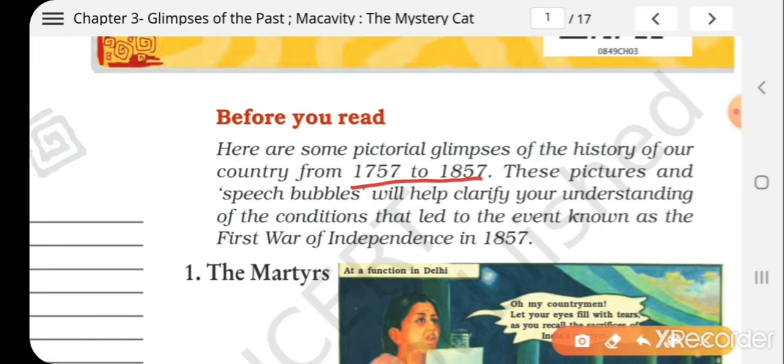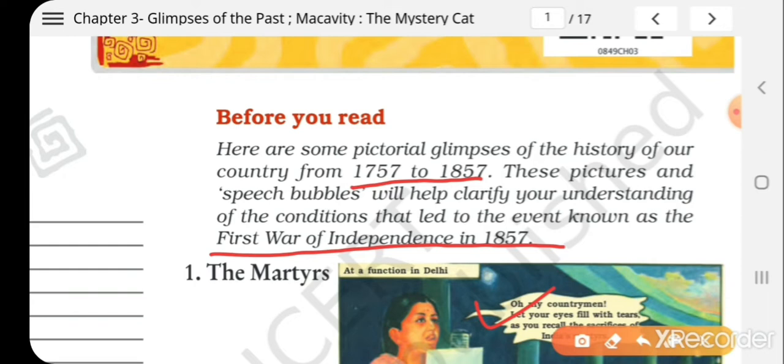And these pictures and speech bubbles, these are called speech bubbles, in which a speech is written. They will help clarify your understanding of the conditions that led to the event known as the first war of independence in 1857. It is the famous war of independence. It was the very first war of independence in 1857. I know you all know about it.